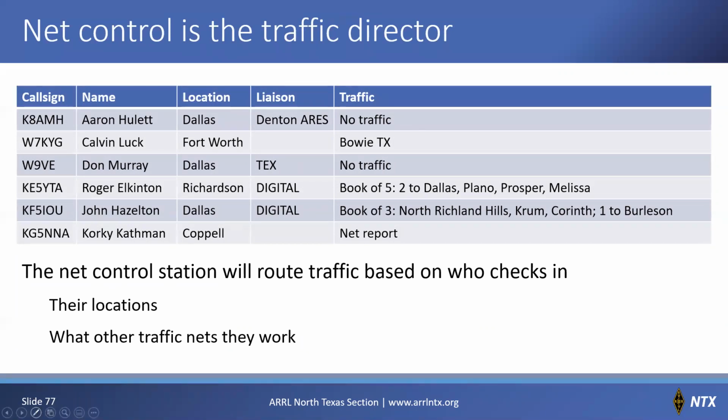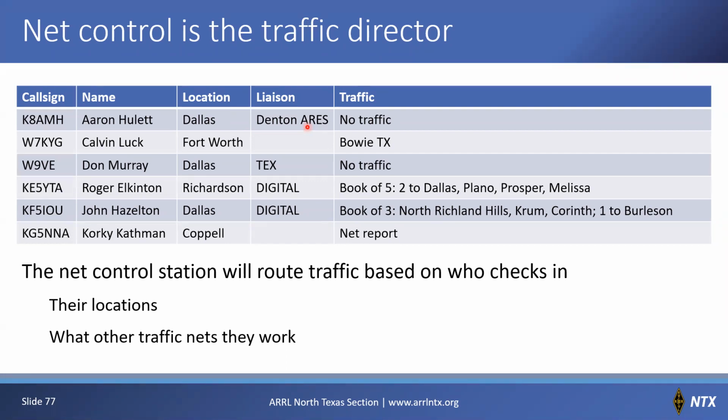Well, this is a log from a net I did. I was NCS, net control station. I was in Dallas at the time. The location helps because if I've got traffic coming in for Dallas, well, who are my stations that are in Dallas? Because I want to get it as close to the destination as I can. In this case, I was a liaison for the Denton County Amateur Radio Emergency Service Team. Liaisons are stations that can connect with other organizations or other traffic nets.